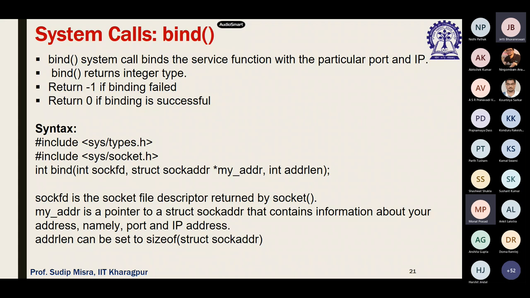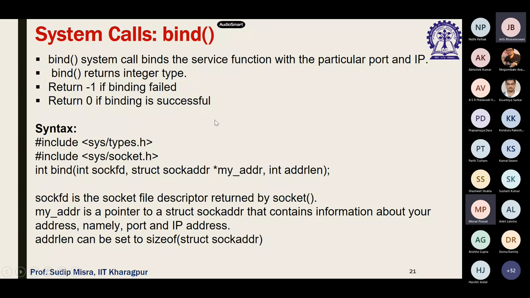This bind call binds the service function with a particular port and IP, so binding of the port and IP is required. The bind function returns an integer, and there are two specific returns. If it is -1, then the binding operation has failed. If the return is 0, then the binding is successful.